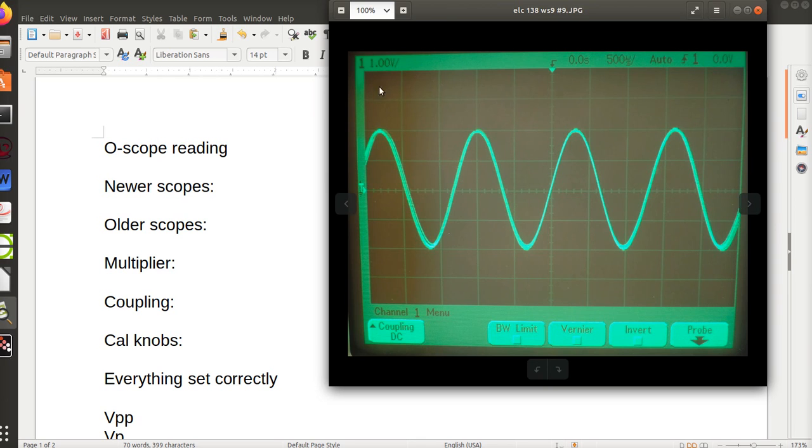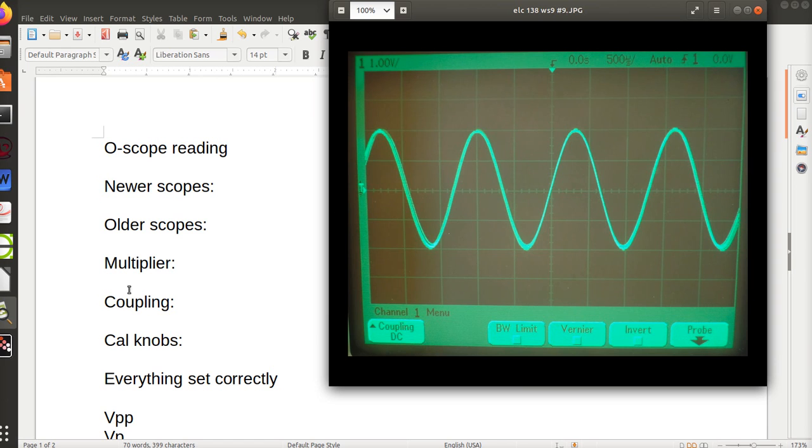What you want to do is look for the volts per division, check your multiplier, and make sure you see time per division. If you see it on the screen, great. If you don't see it on the screen, then look for it next to the knobs and how the knobs are set if you've got an older oscilloscope. So that's what you've got to look for. Everything set correctly. All your cal knobs should be turned clockwise. Coupling on DC.